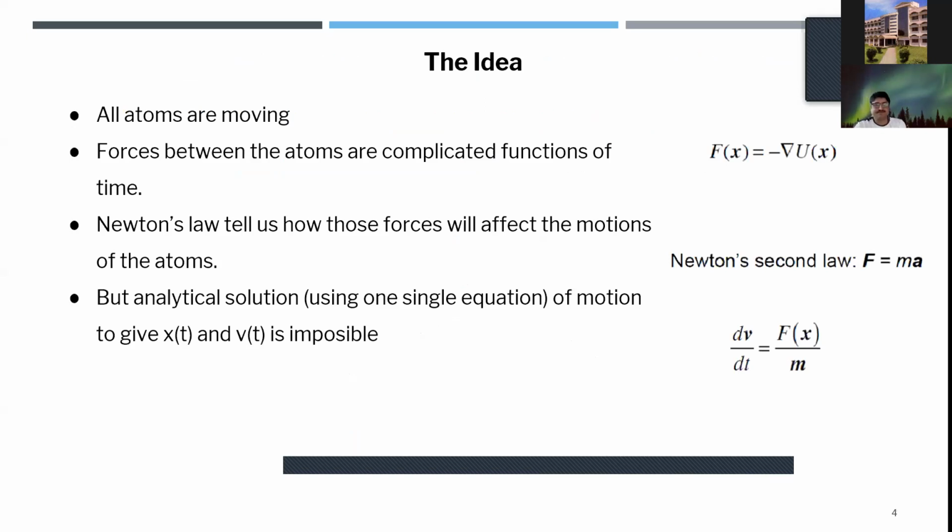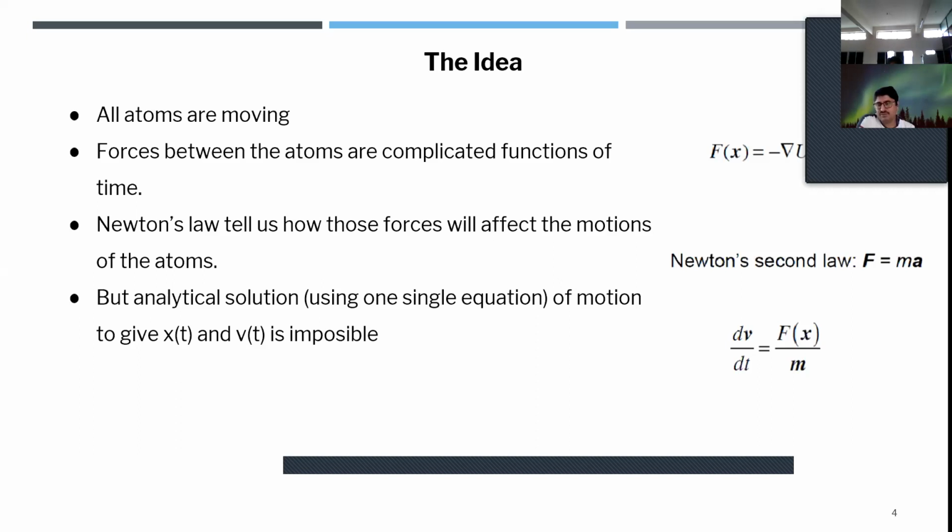So in molecular mechanics, the basic idea is that all atoms are moving, and the forces between these atoms are a complicated function of time. When the atoms are moving randomly, it is a very random thing, and when we apply Newton's law to this type of system, it is quite difficult to extract the information.